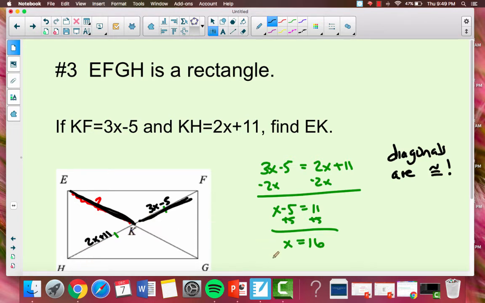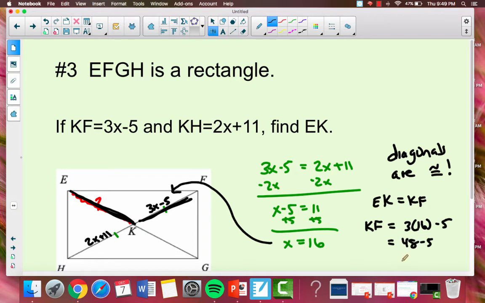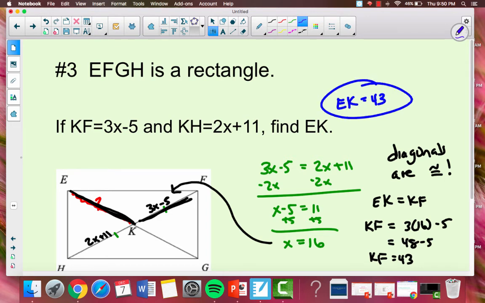So what we can do is take the x value and plug it in here. And if I know this, then I automatically know EK. So I could say EK is equal to KF. So if I know what KF is, I could plug this in. 3 times 16, and then subtract 5, then automatically I can know what EK is. So when I solve, let's see, I get 48 minus 5, and so I get that KF is 43, which automatically means then that EK is equal to 43 as well. That's exactly what I'm looking for.